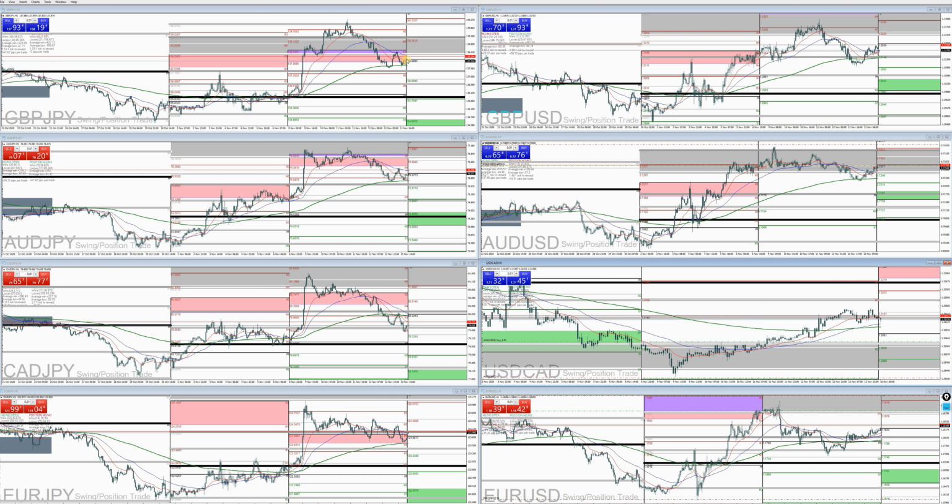The pound yen I do trade, and we are not there. We're at central pivot. Australian yen I do trade. We're at central pivot. CAD yen I do trade, and we're in between. And I don't trade the CAD yen, and I do trade the Euro yen. So what I'm going to do is I'm going to go ahead and short my USD CAD.